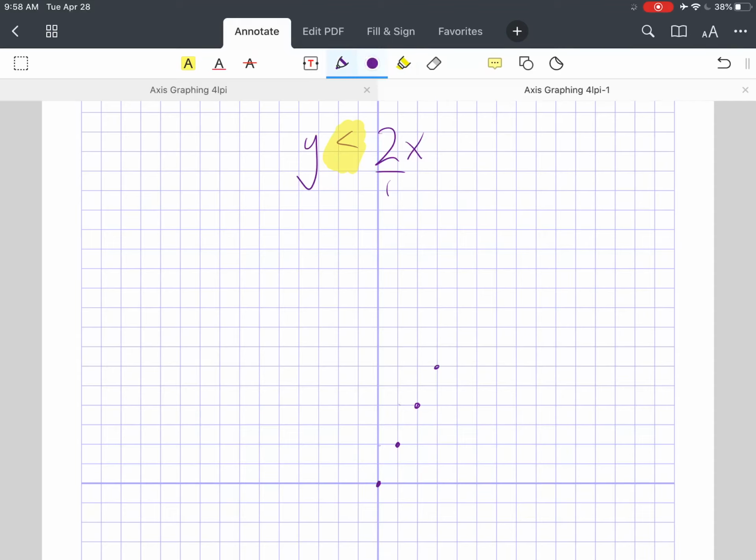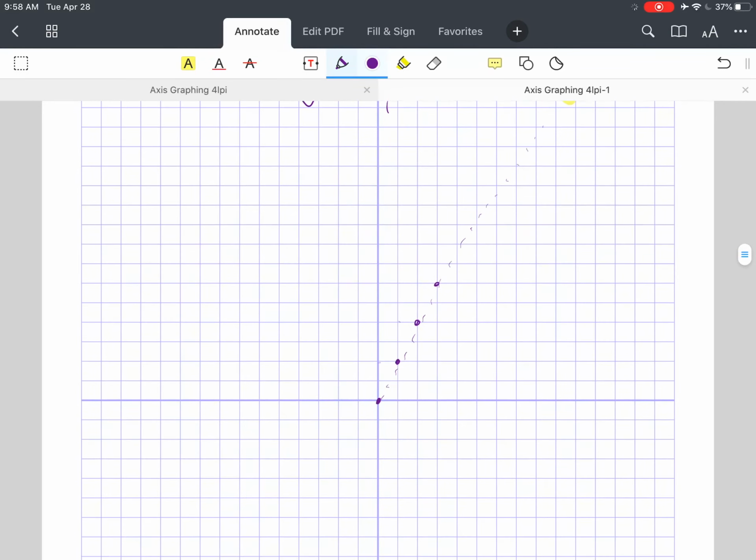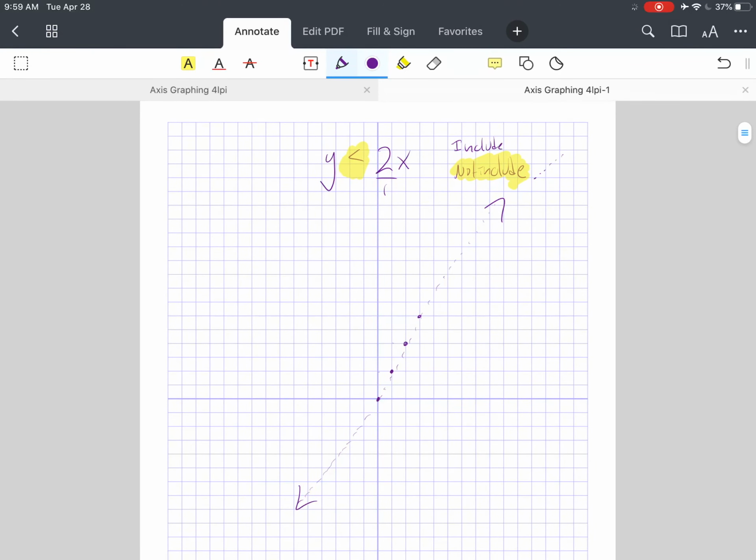Once you have enough points, you kind of have a sense of what the graph is going to look like. Ask yourself, looking at this symbol here, does that mean we include or not include the points on the line? If you said not include, you're correct, because it doesn't have an equal sign, so you can't include the points on the border. So you're going to graph the line like this. It's going to be dotted, or as some people like to say, dashed, whatever you want to call it.